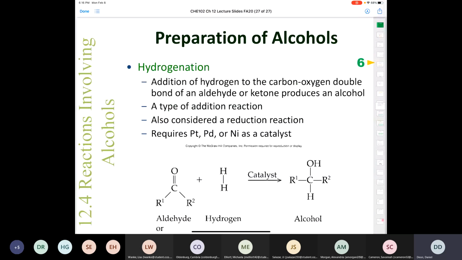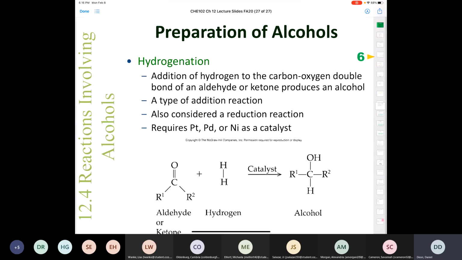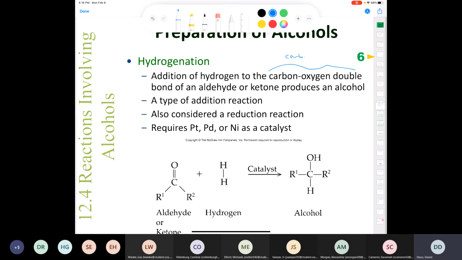Well, let's talk about another way to make an alcohol. You've seen hydrogenation of an alkene in chapter 11, but you haven't seen hydrogenation to make an alcohol, right? In chapter 11, when we looked at hydrogenation, that was taking an alkene or an alkyne and making an alkane. Now we're going to do something very different. Let's take a look. It says addition of hydrogen to a carbon-oxygen double bond, which you guys know is called a carbonyl, which is just this, right? Carbon-oxygen double bond of an aldehyde or a ketone produces an alcohol.